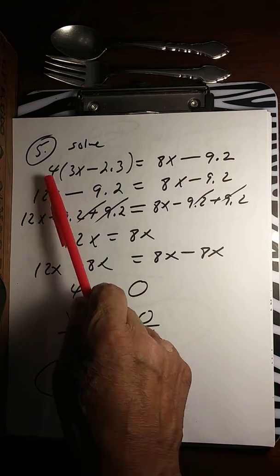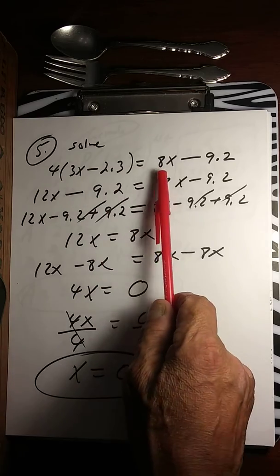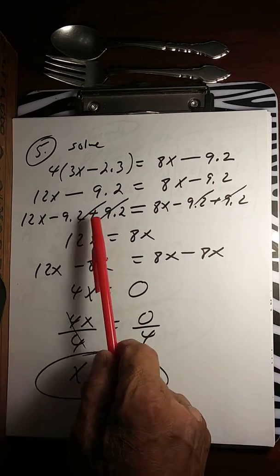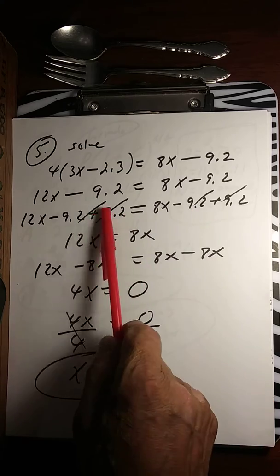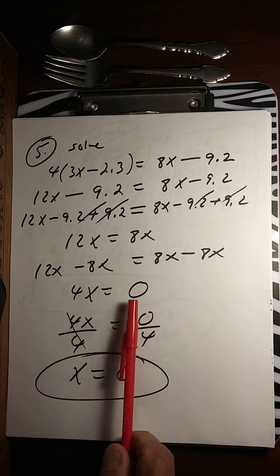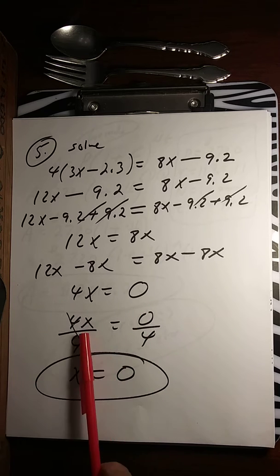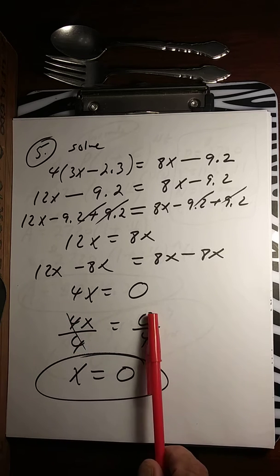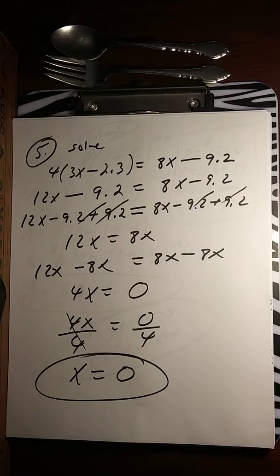4 times 3 is 12x. 4 times that is 9.2 equals 8x minus 9.2. Add 9.2, add 9.2. These are gone. So 12x equals 8x, minus 8x, minus 8x. So now you have 4x equals 0. Divide by 4, divide by 4. This is gone, and 0 divided by 4 is still going to be what? 0.